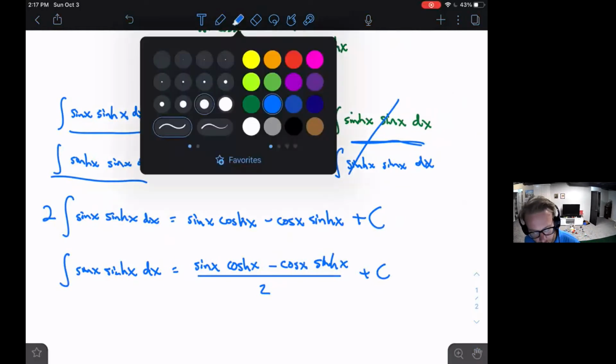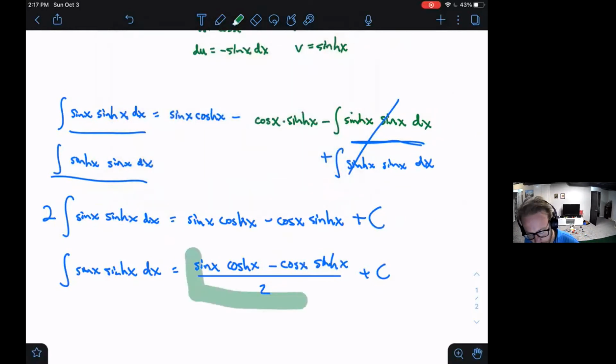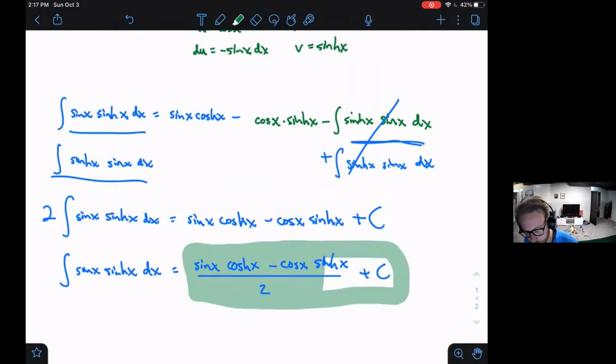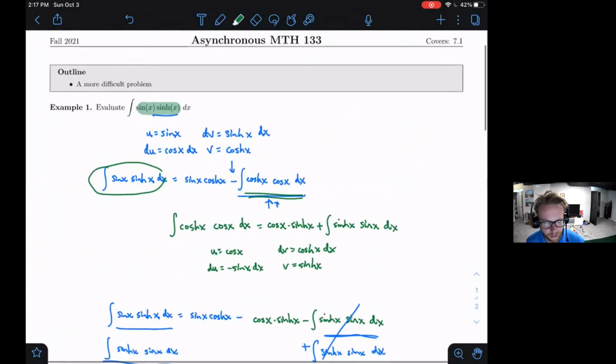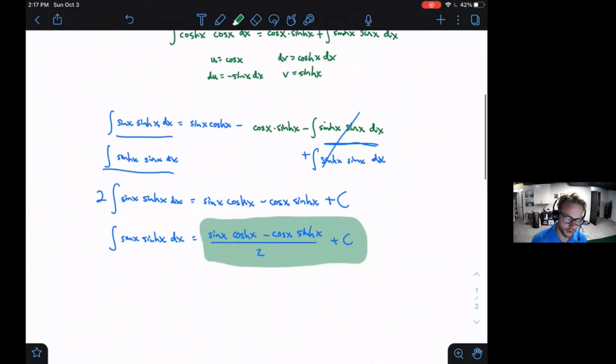And of course, if you had some extra time and were paranoid about this being correct or not, you could take the derivative of this. And if you take the derivative, you should get back to this function right here, sine x hyperbolic sine x. And that's exactly what an antiderivative is: something that if you take the derivative of it, you get back to where you started.